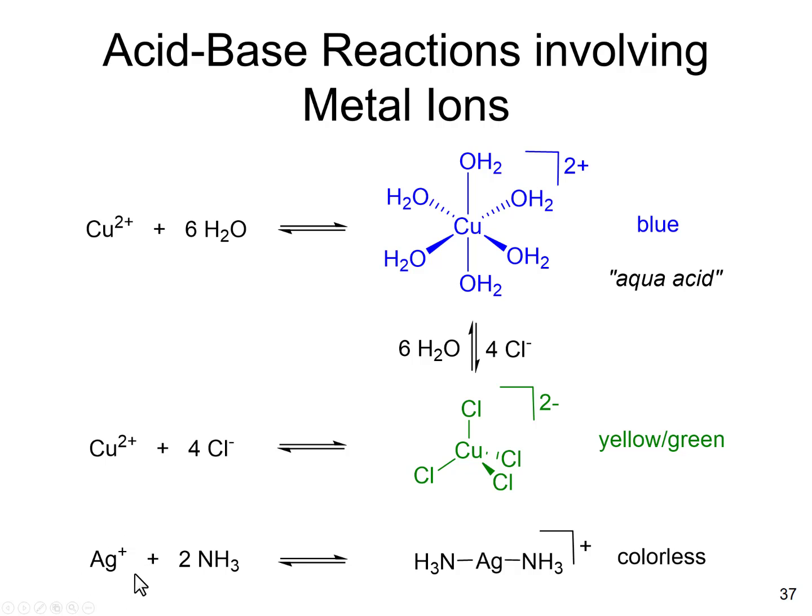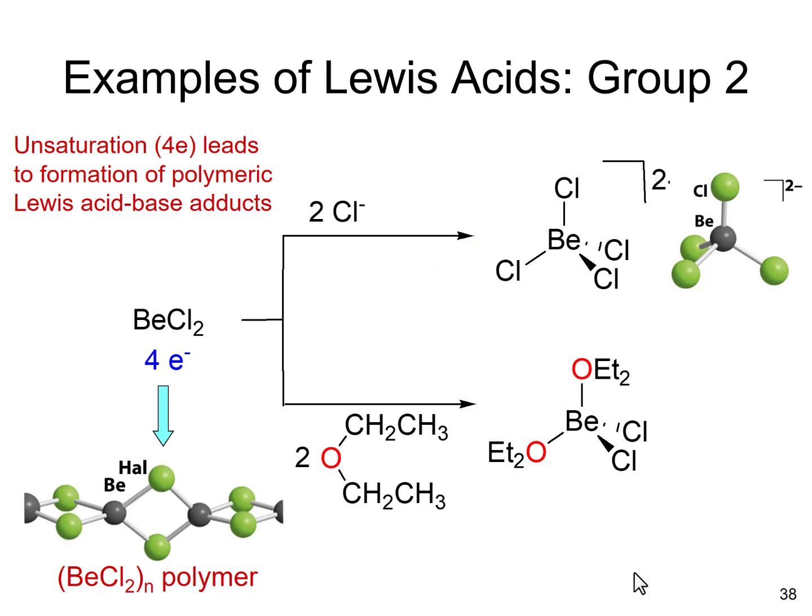Another example is shown here. We can have a silver 1 cation, which reacts with 2 equivalents of ammonia to form a diammine silver complex, which is colorless. In addition to metal ions, we also have neutral molecules that can act as Lewis acids.